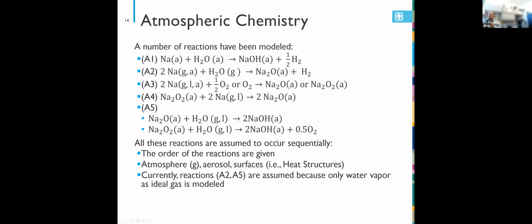And here, of course, right now the model only works when water vapor is an ideal gas. Until we have the two condensable models implemented in MELCOR, then we can switch that around and look at the water as a condensable.